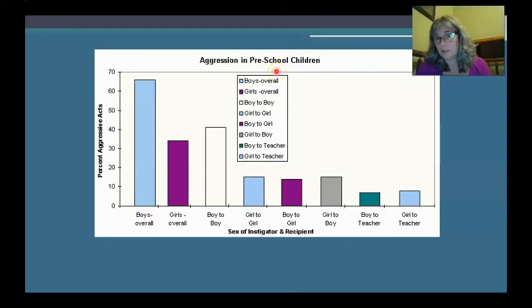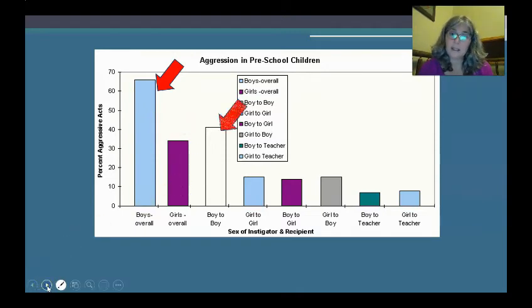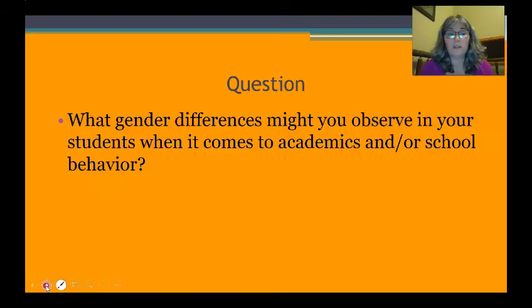Preschool means under the age of 6. So one of the first big things that I note when I look at this data is that boys overall are almost twice as likely to engage in aggressive behavior than girls are. The second thing that I notice is the most common type of aggression is boy to boy. So again, I think sometimes it's just helpful to see the data behind some of these findings.